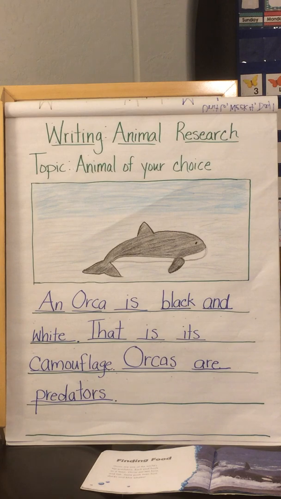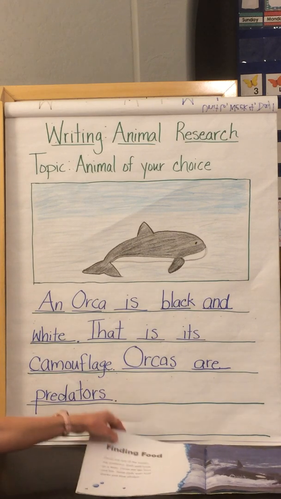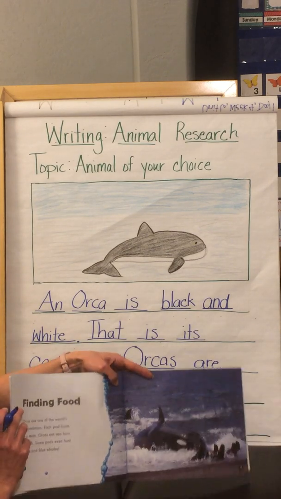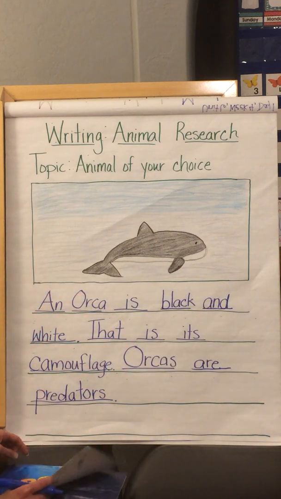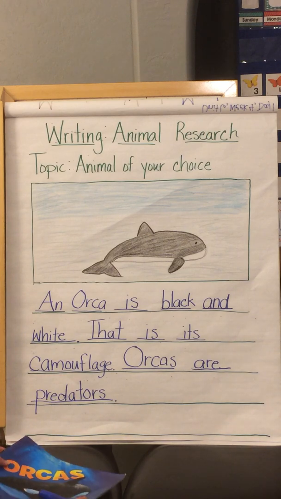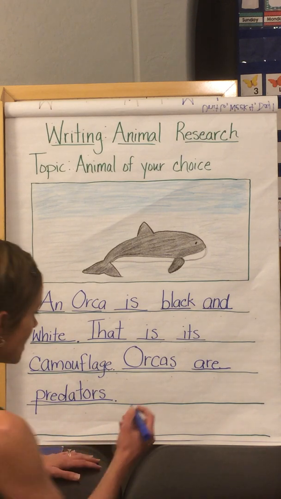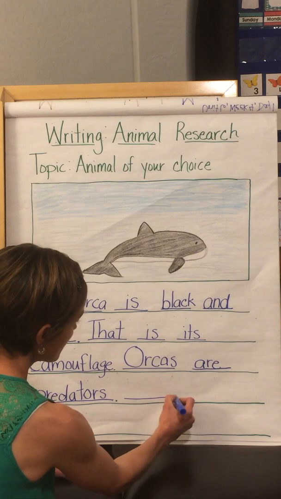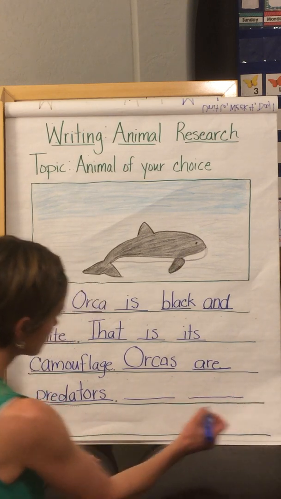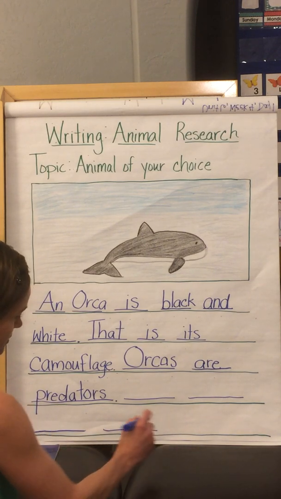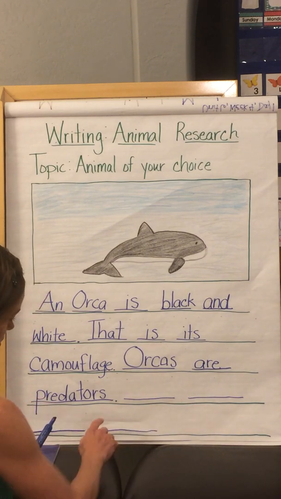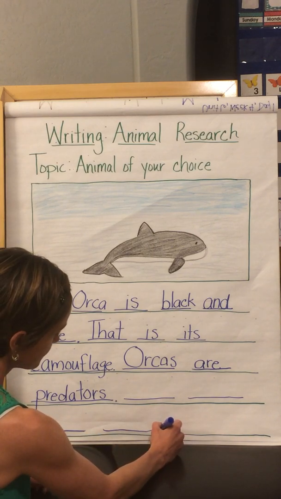And what does that mean if they are a predator? So they are finding other animals to eat. And we saw that in our picture. So the orcas are predators. And they don't just travel by themselves, they travel in a group, they travel in pods. So they travel in pods. And I put a finger space between my words.